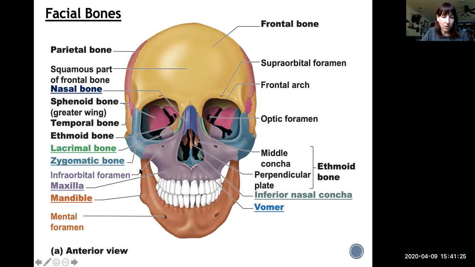What you do need to know is the infraorbital foramen. So remember, we have a supraorbital foramen, above the orbital part of the frontal bone. The infraorbital foramen is below the orbit, right? And it also has blood vessels and nerves to feed the muscles of the face, helping you to smile and squint and stuff.